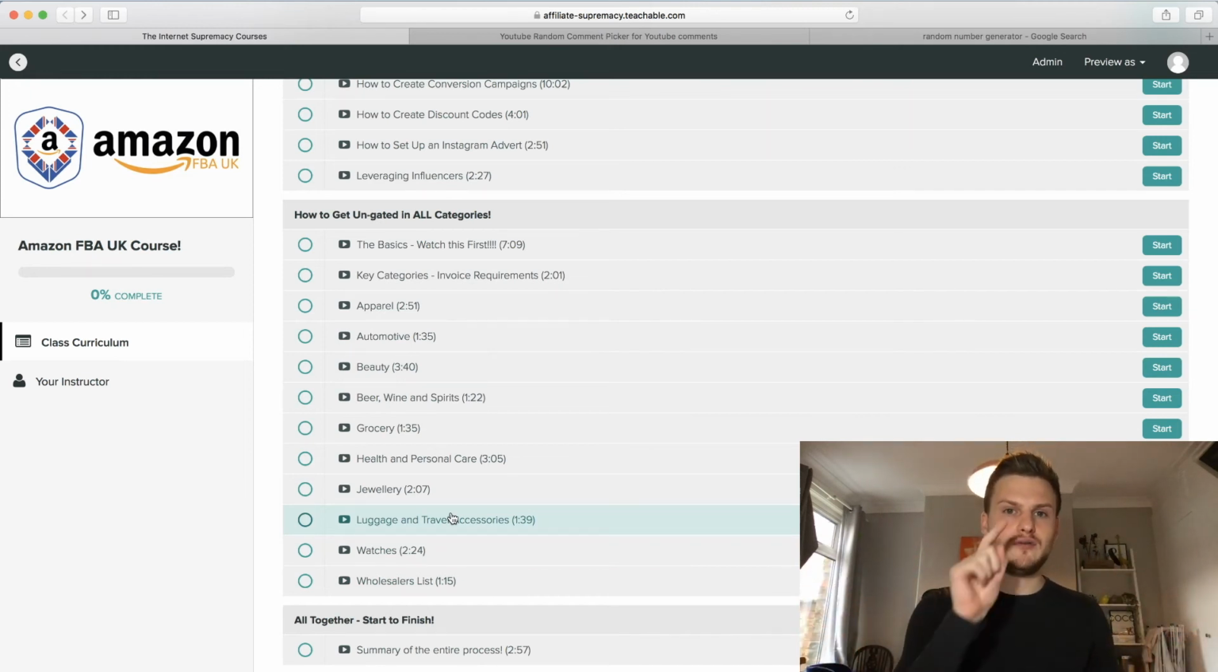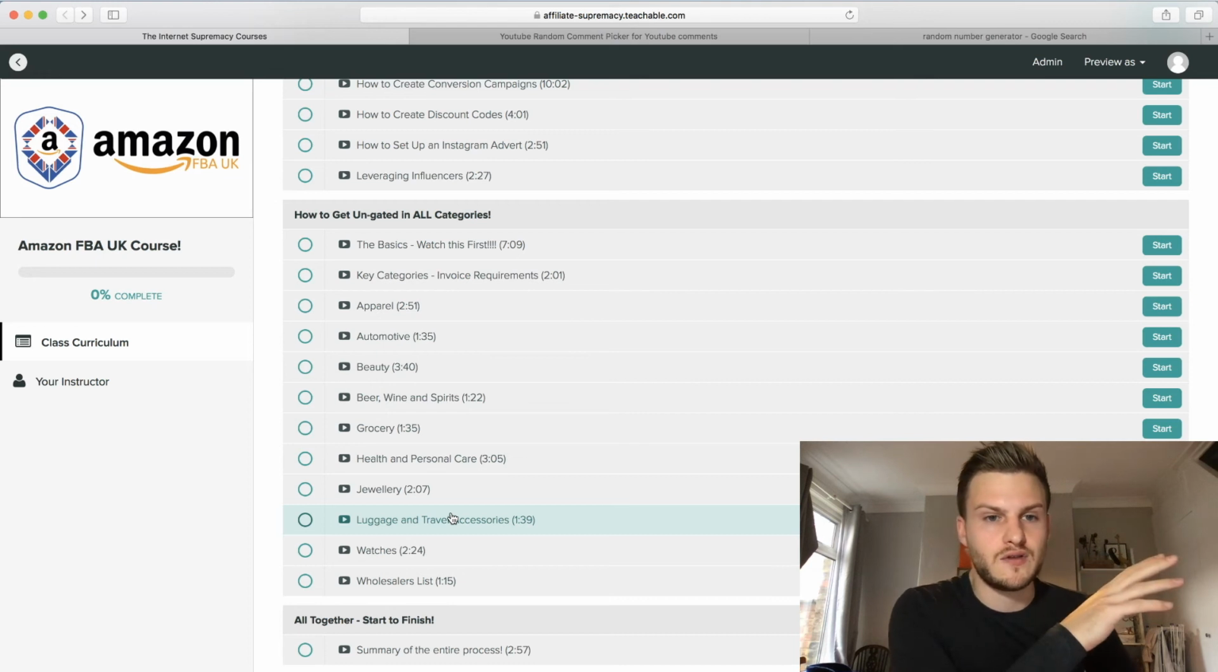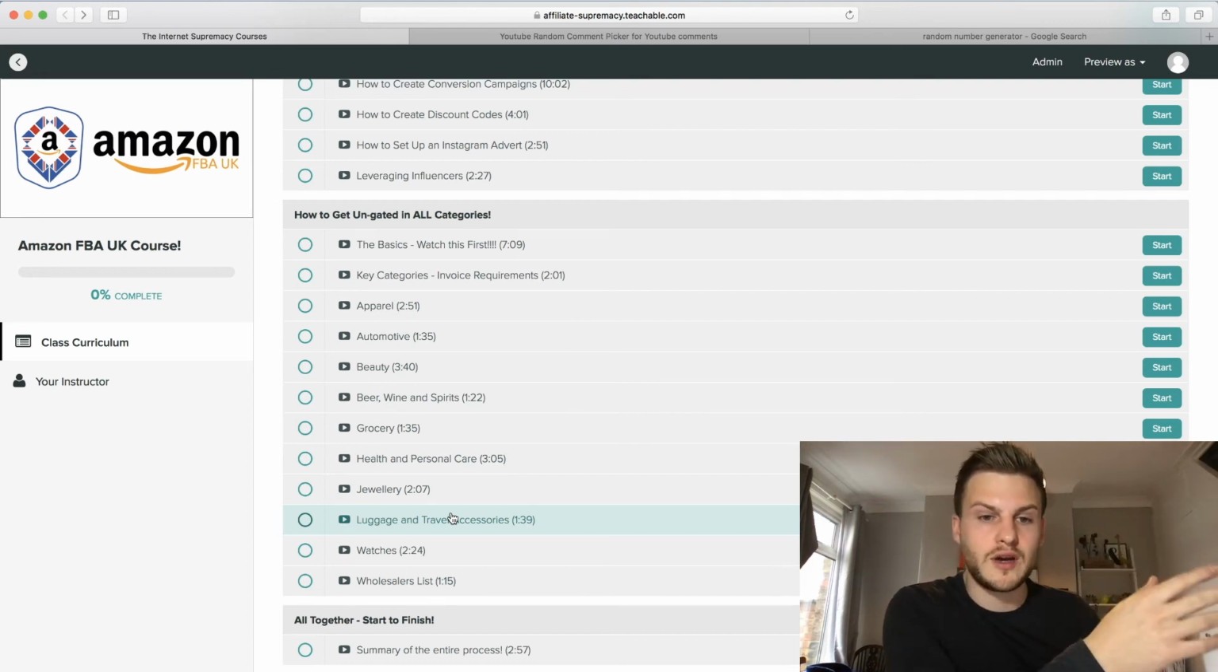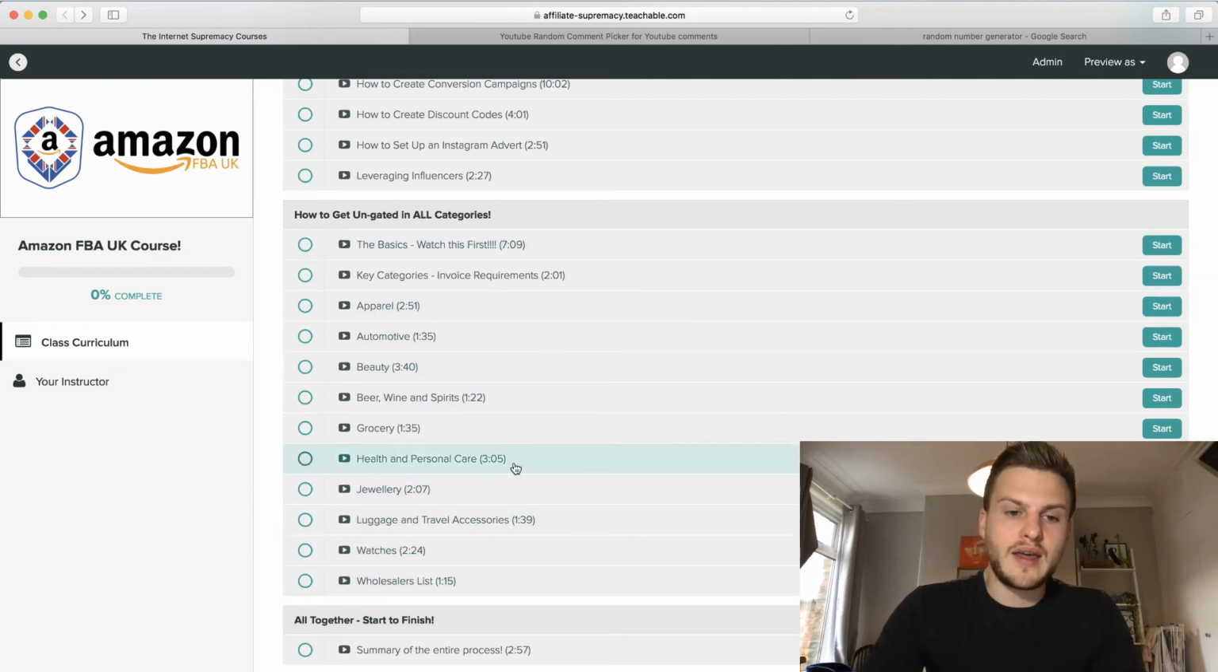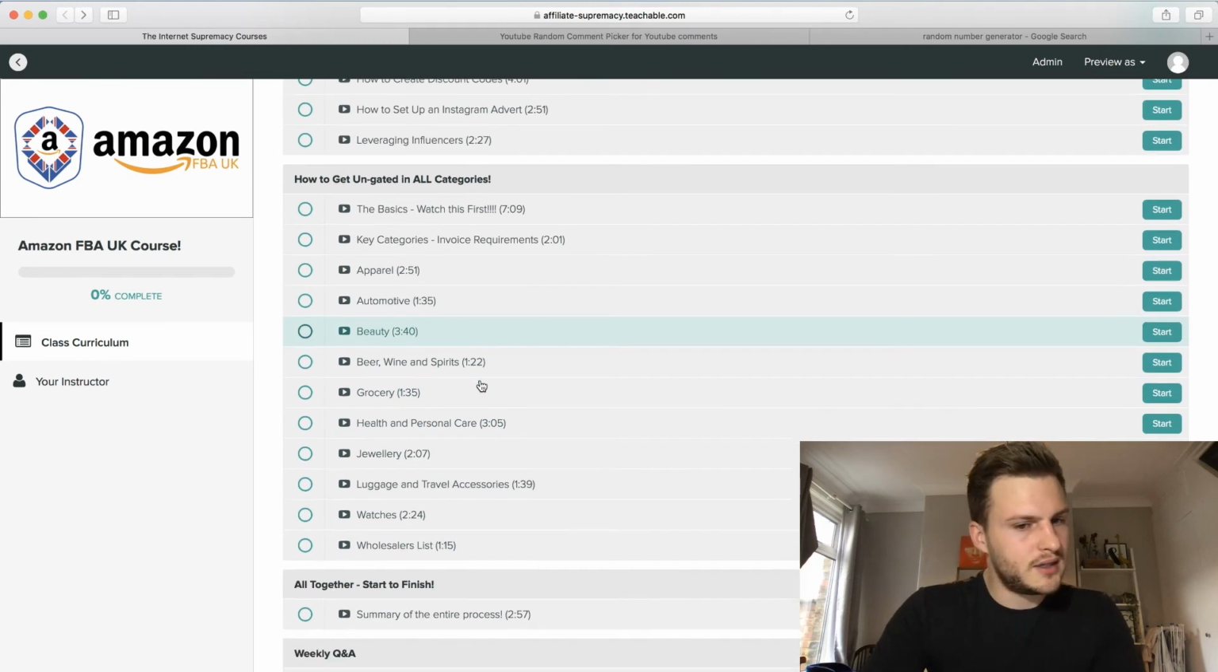You don't have to only choose the ungated sections, right? You can press all. If you want to search all products on Jungle Scout, you can. It's just that you need to be aware of what you need to do if you find a product within those categories that are gated, okay? And there are really specific things that you need to do, and if you don't do them correctly, you're not going to get ungated, okay?